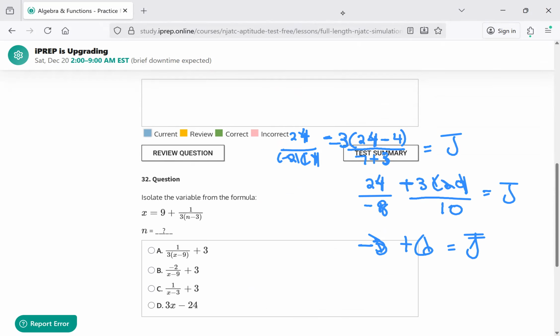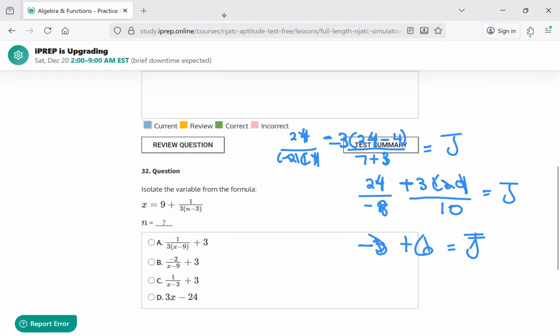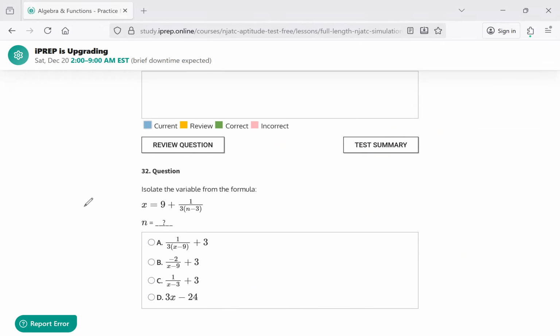Okay, I think this is the last one. So isolate n. So x equals 9 over 9 plus 1 over 3 n minus 3. So we have to isolate n. So what would I do? But first, maybe, yeah, do not get rid of the fraction. I tried doing that first and made it much more complicated. Instead, I would subtract 9 from both sides.